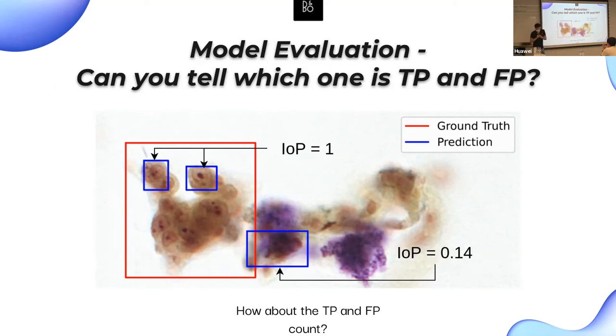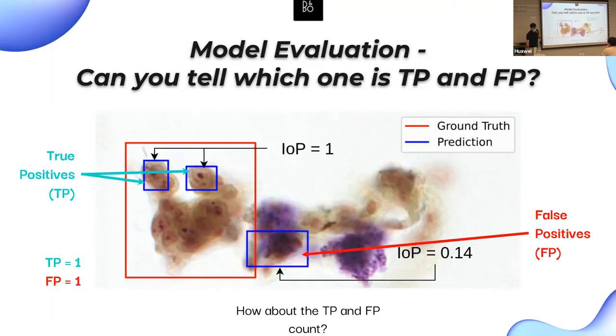So actually, there's only one true positive. Because in our context, we want to identify all the ground truth compared with the prediction. So although there are two positive bounding boxes inside the ground truth, it's only counted as one. So this is the idea here.